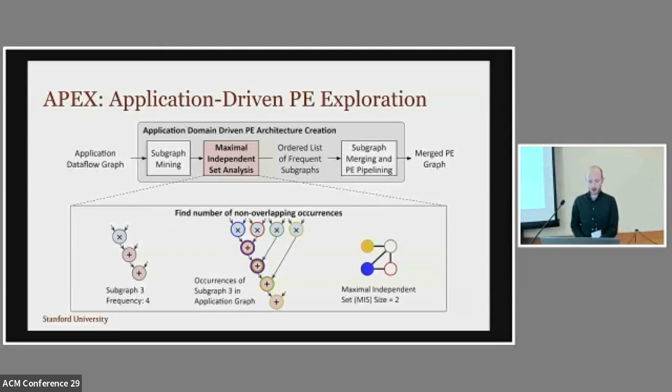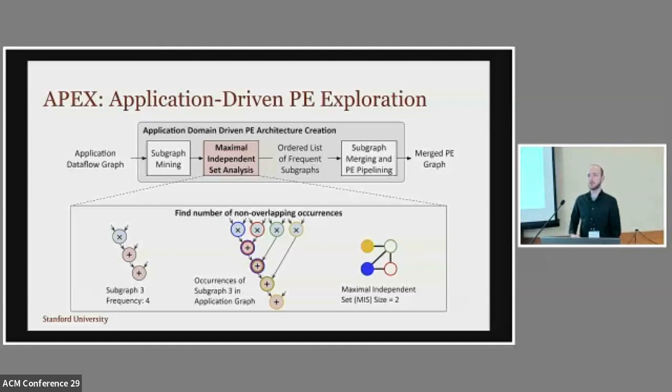So on the right, I've created a new node with each occurrence represented by a node, and overlapping occurrences have edges between them in this graph on the right. Right? So the blue and the yellow occurrences don't overlap, so they don't have an edge between them. We can find what's called the maximal independent set of this graph on the right, which will give us specifically the size of this maximal independent set, will give us the number of non-overlapping occurrences of the subgraph within our application graph.